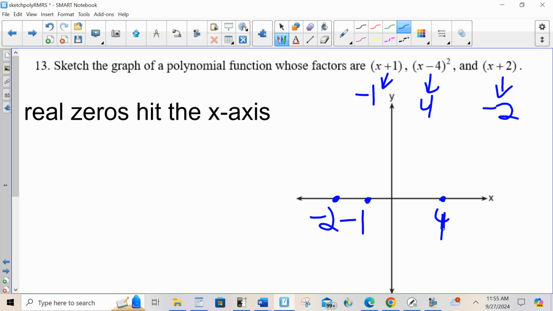Are there any double roots? Yes, the 4 is a double root. So I'm going to put a little circle there, so when I sketch it, I can make sure I bounce off. It doesn't specify if it's positive or negative, so that doesn't matter. Pass through, bounce off, arrows, arrows. If yours is pointing up in both directions, that's fine as well. Zeros hit the x-axis, and be careful for double roots.